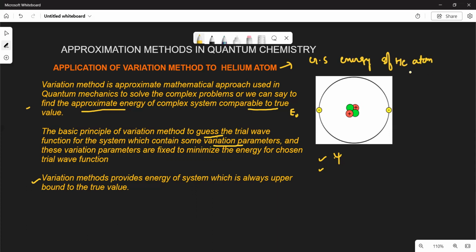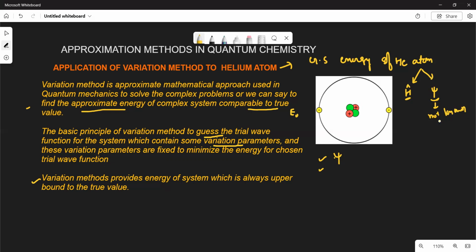So now to find the ground state energy of the helium atom or any other atom, what do we require? We require the Hamiltonian and we require the wave function. So we require these two parameters. First is the Hamiltonian operator and second is the wave function. Right? But for a complex system, the wave function is not known to us.